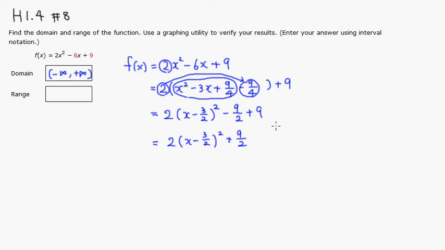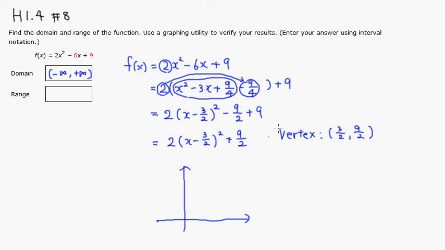Alright, so from here we can see that the vertex is at 3/2, comma, 9/2. Right, which means that you're going to have a parabola with vertex located at the point 3/2, comma 9/2. So the ballpark picture of this function, the graph of the function, is going to look like this.